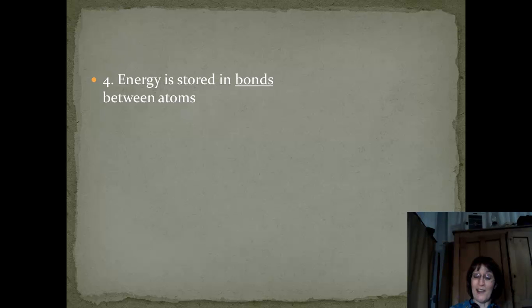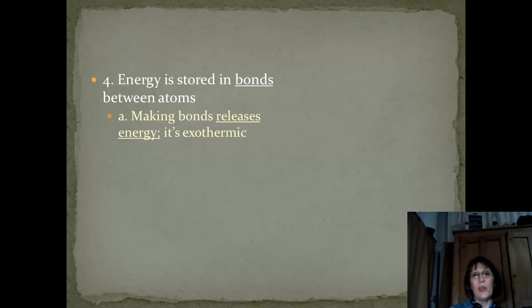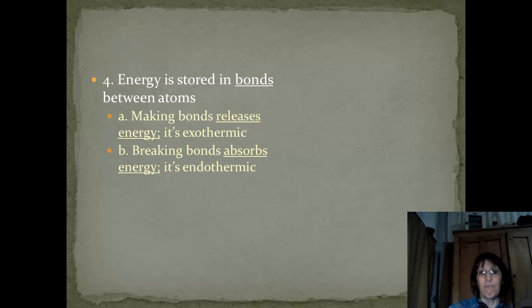How precious is that? The Dove chocolate that's in there, that chocolate is made of atoms that are chemically bonded together, and you've got energy stored in that. And when you have stored energy, remember that's potential energy. Making bonds, again, releases energy. So when you put two atoms together so they're bonded, it releases energy. When you release energy from the system, it's exothermic. There's heat being released there.